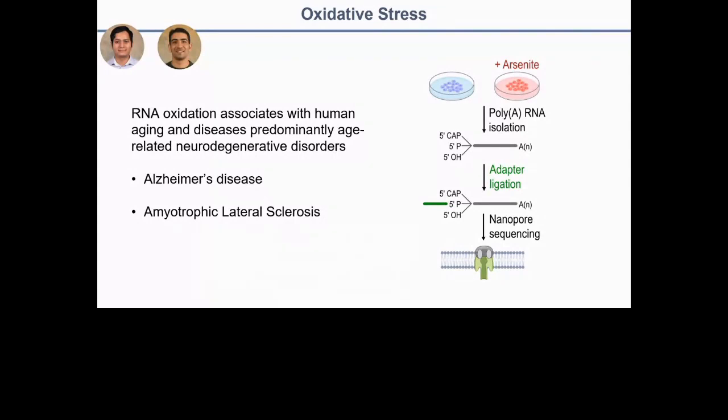Okay, so we're very much interested in oxidative stress. And the reason that we're very much interested in oxidative stress, being in the National Institute on Aging, is because RNA oxidation is associated with human aging and aging-associated disease, particularly neurodegeneration, such as ALS and Alzheimer's. So what Sokar and Silo and my group decided to do is a very simple experiment where they get control cells, and then they get cells that they treat with arsenite to induce oxidative stress. And then they perform the direct RNA sequencing with the ligated adapters to capture the RNAs.